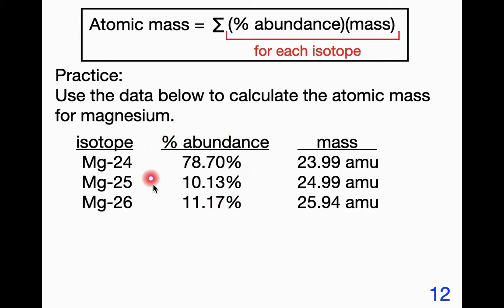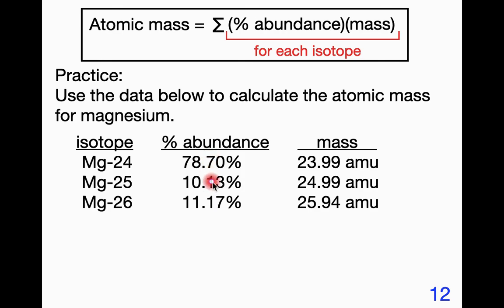Now what this means is if you had a sample of magnesium, and it wouldn't matter where you got it from, it's just kind of universal. If you had a sample of magnesium, 78.7% would be magnesium 24, 10.13% would be magnesium 25, and 11.17% would be magnesium 26. Now, the actual masses of each one of these, based upon the definition we talked about earlier for an atomic mass unit, would be these numbers here.